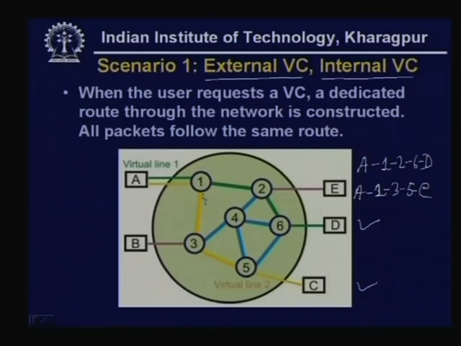We find this virtual circuit is created from end to end, station to station. In such a case, all the packets originating from A for C and D will have some sequence number and will follow this route. The packets with the destination D will go from A to 1 to 2 to 6 to D. On the other hand, all the packets with destination address C will go from A to 1 to 3 to 5 to C. They follow the same route depending on the destination. So, this is your external VC and internal VC.